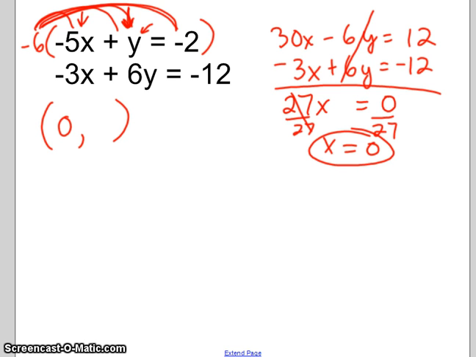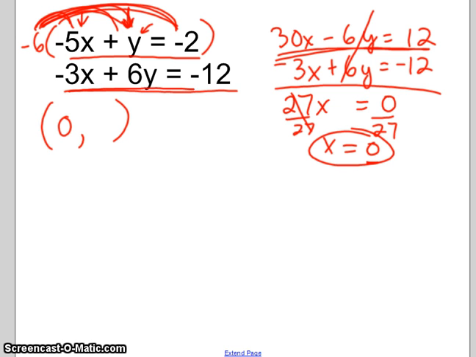Okay, take that value for x. Now we're going to sub it into one of the equations. It doesn't matter which one. We can actually choose the equation we made from multiplying. Okay? Or we could choose this equation or this equation. Doesn't matter. Alright, I'm going to plug it into this equation here.